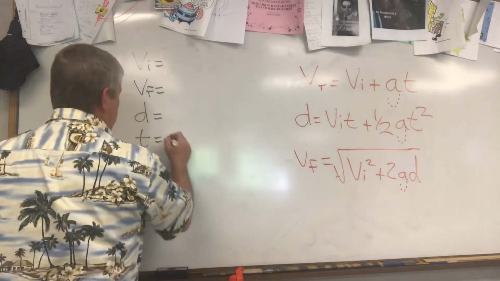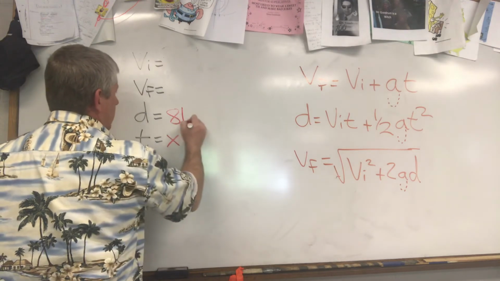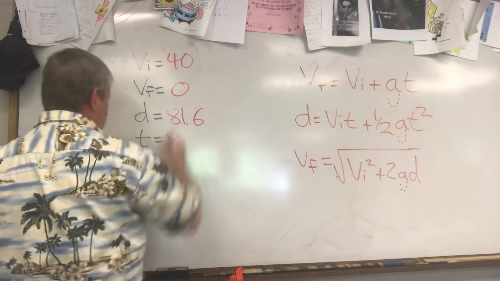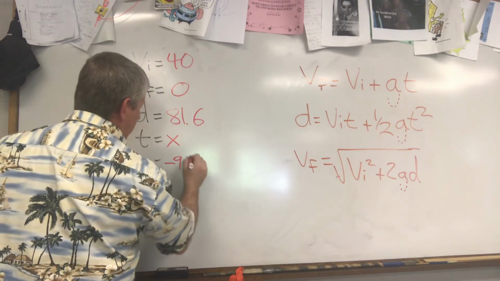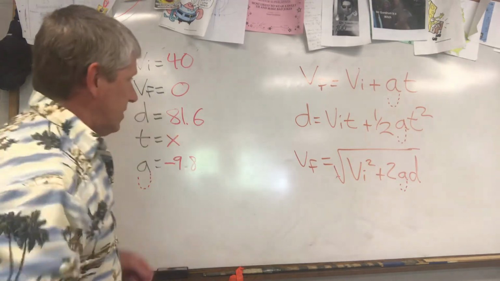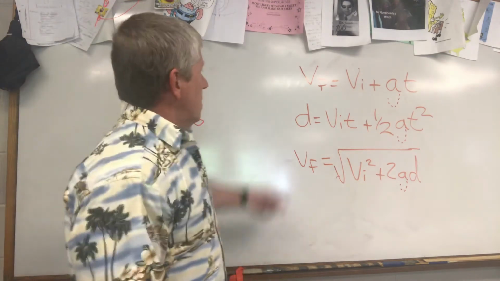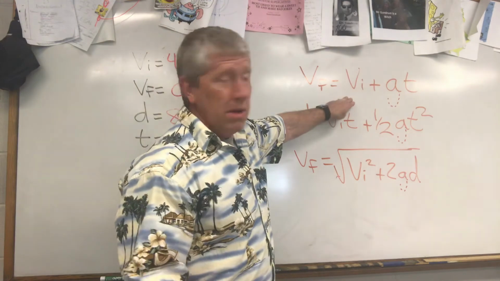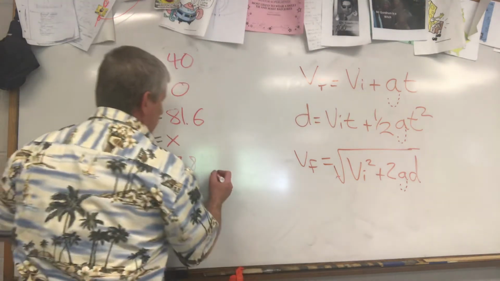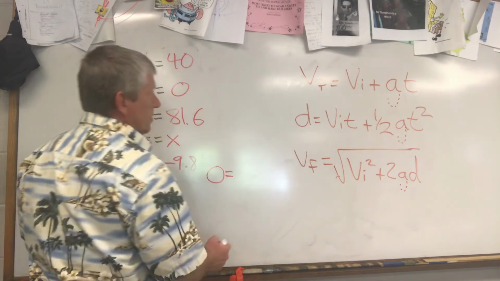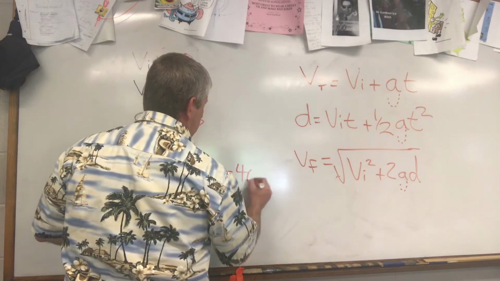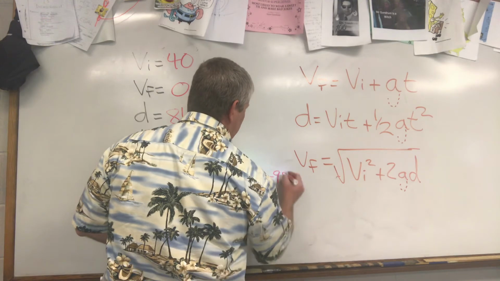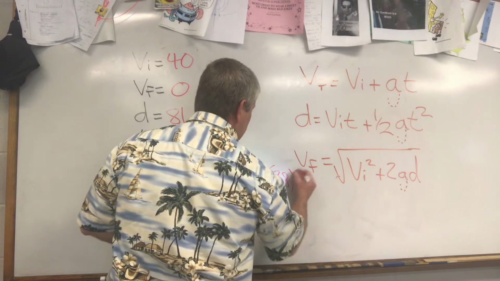So time we don't know. Distance we know, 81.6. Final velocity going up is 0. Initial velocity was 40. G is negative 9.8. Let's solve for time. Can't use this one. Use this one or this one. All right, let's see. I'm going with this one. This is easier. Final velocity going up is 0. The initial velocity going up was 40 plus negative 9.8 times time.